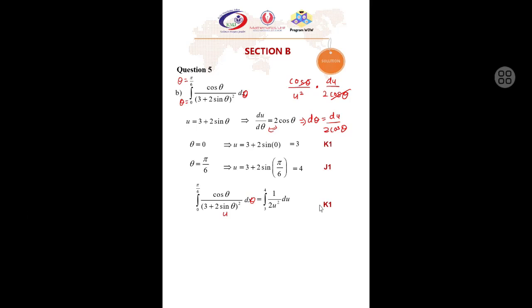So this is k1, and then you integrate 1 over 2 u squared. You get negative 1 over 2u, evaluated from 3 to 4. Substitute upper minus lower. 4 minus 3, another k1, and the final answer 1 over 24 is your j1. So this is integration by substitution. Don't forget to change the limit from theta to u.